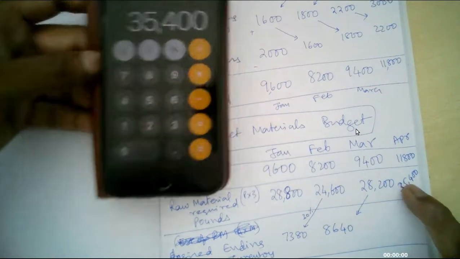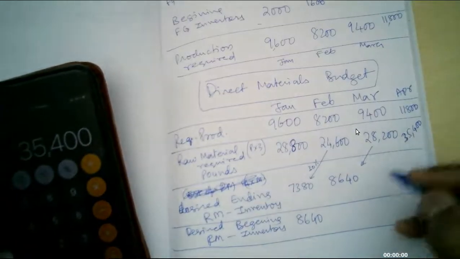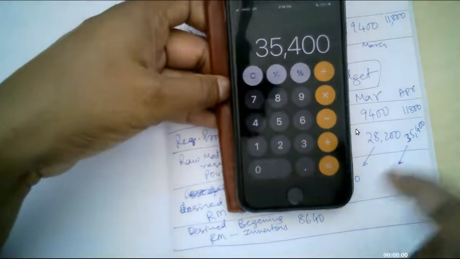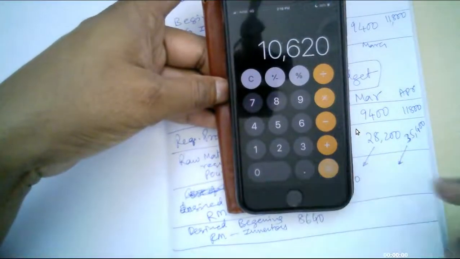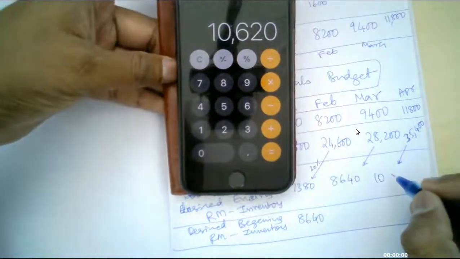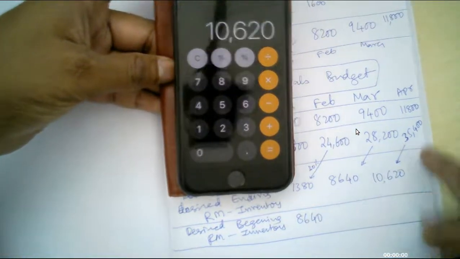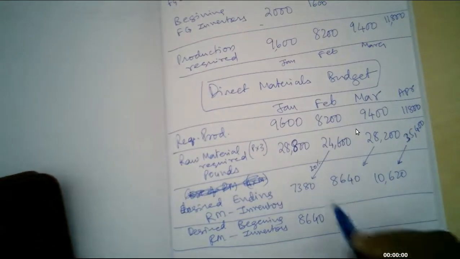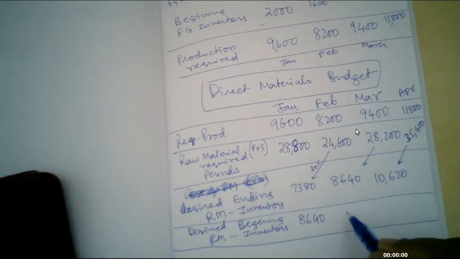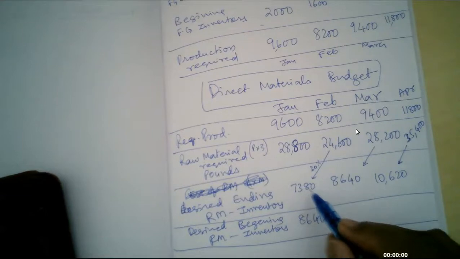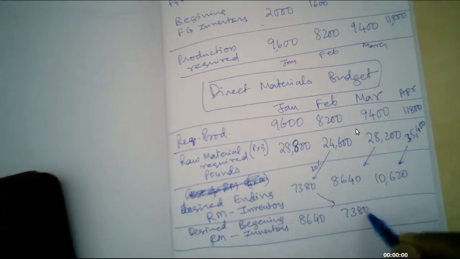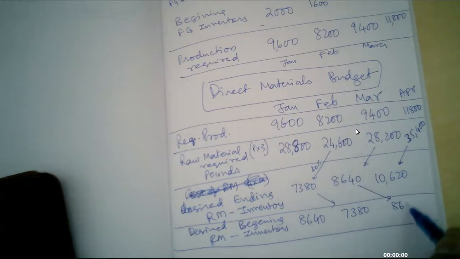Now, for the 35,400 raw material, 30% you need to maintain as inventory here. What is the 30% of that? Into 0.3. So we are getting 10,620. Okay, so that is how we are getting this amount. Now, what is the ending inventory? Ending inventory of January is nothing but the beginning inventory of February. So that will be 7380. Similarly, this will be 8640.